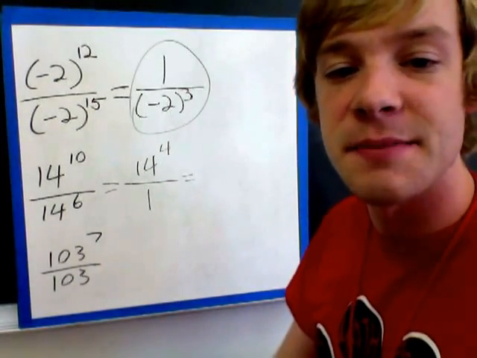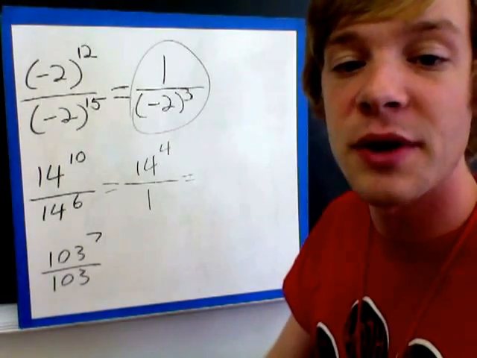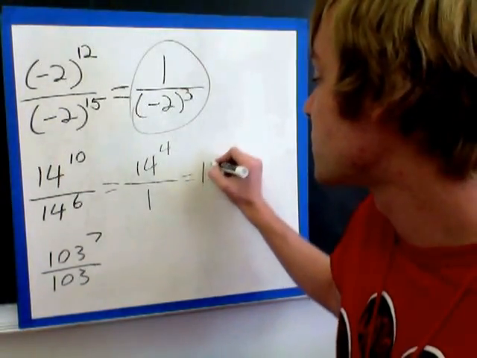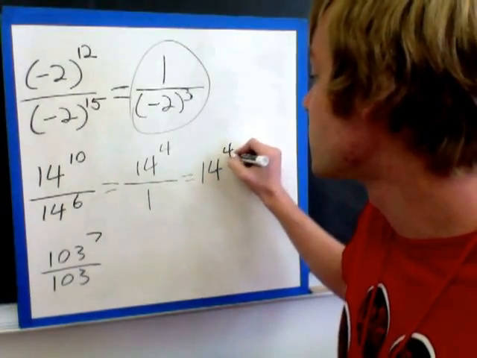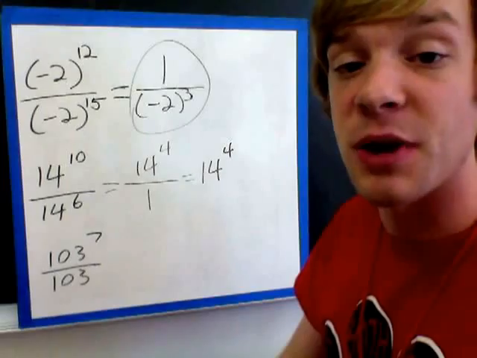Once again, I can simplify by simply removing the 1 that's in the denominator, because if you divide by 1, you end up with the numerator as your result. So 14 to the 4th power is my final answer for this problem.